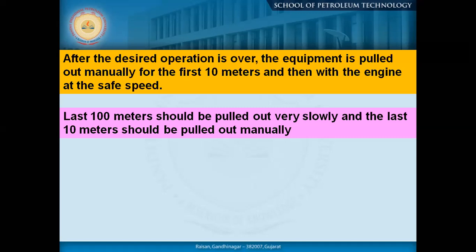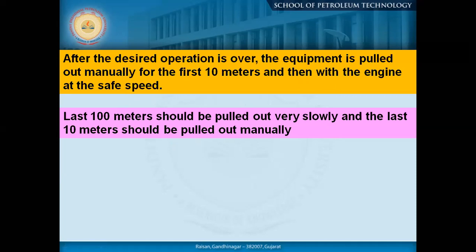Once we finish our operation, the equipment is pulled out manually for the first 10 meters and then with the engine at a safe speed. The last 100 meters should be pulled out slowly. Why should the last 100 meters be pulled out very slowly and the last 10 meters pulled out manually? Can anybody tell me?